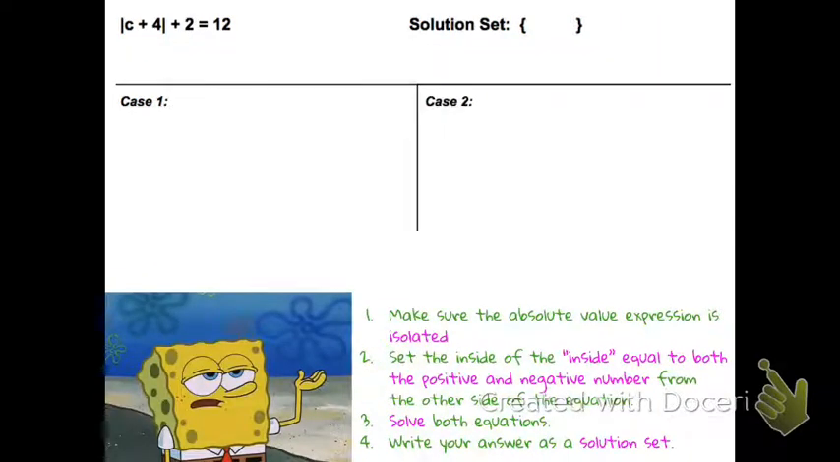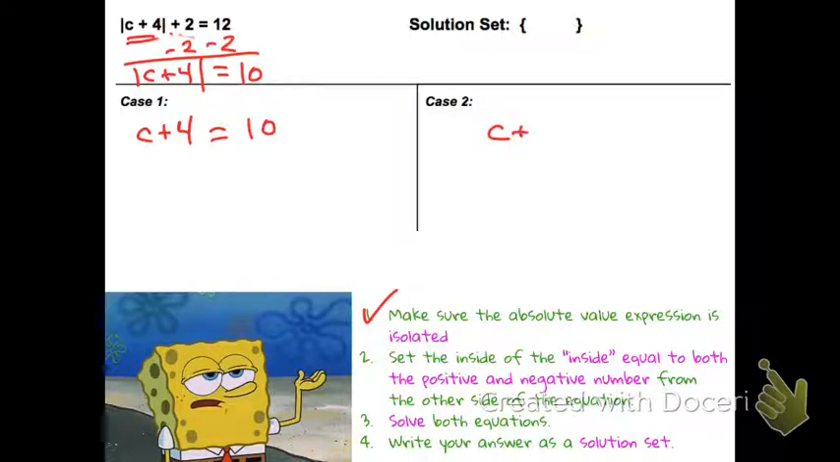All right, and this one, what's inside the absolute value is not isolated. We need to just have absolute value alone on this side, so we need to move this plus 2. So we're just going to subtract 2. So we have absolute value c plus 4 equals 10. Now that it's by itself, we take what's inside that absolute value, and we say, okay, if the absolute value is 10, that means that that must equal 10 or negative 10. And we solve both of those.